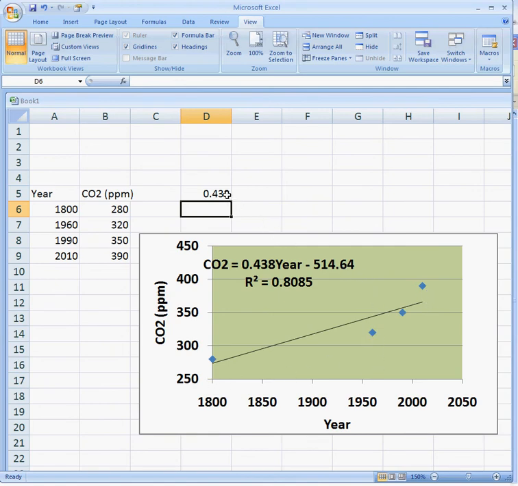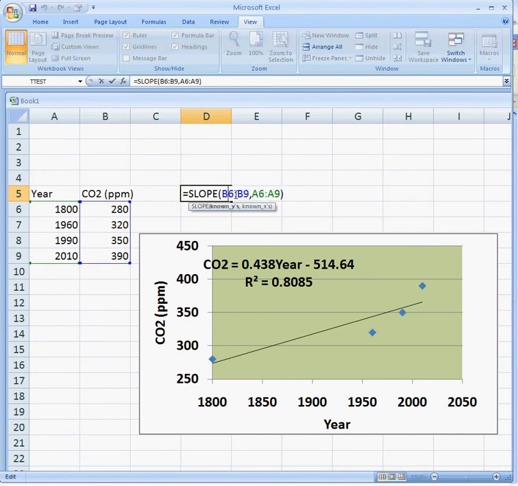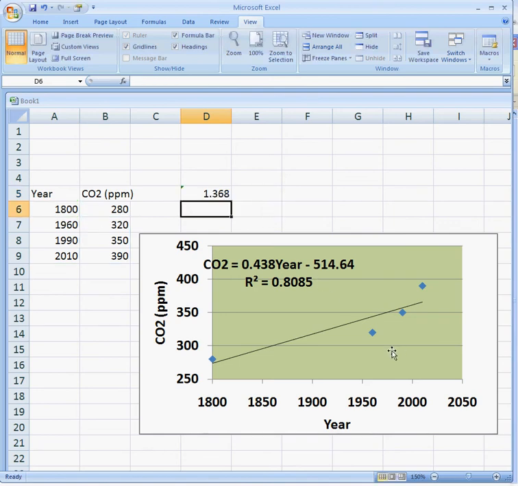The nice thing about the slope function is I can change this to just include the last 3 data points by changing this instead of B6, B7, and A7. This will give me the slope then just using those last 3 data points.